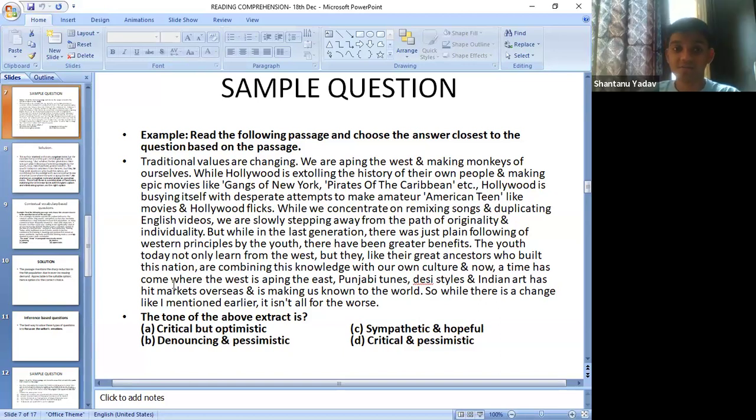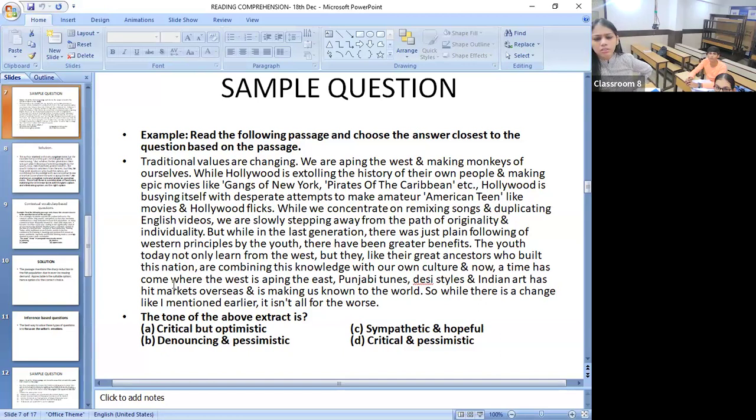Indian art has hit markets overseas and is making us known to the world. Second last line. Punjabi these days, Indian art has been in markets overseas. That makes sense, that you're trying to bring out the aspects. Did you get it? How to find the tone?